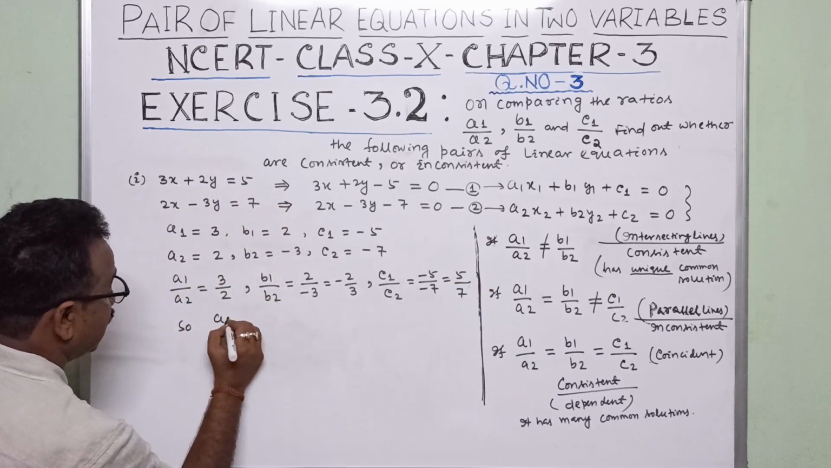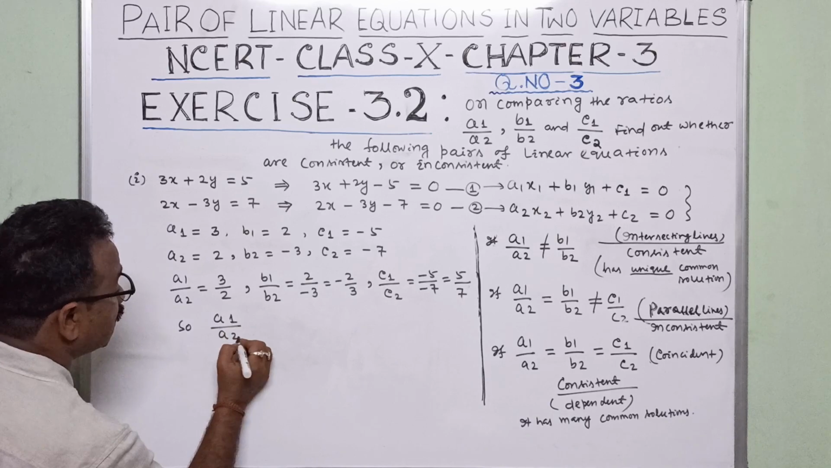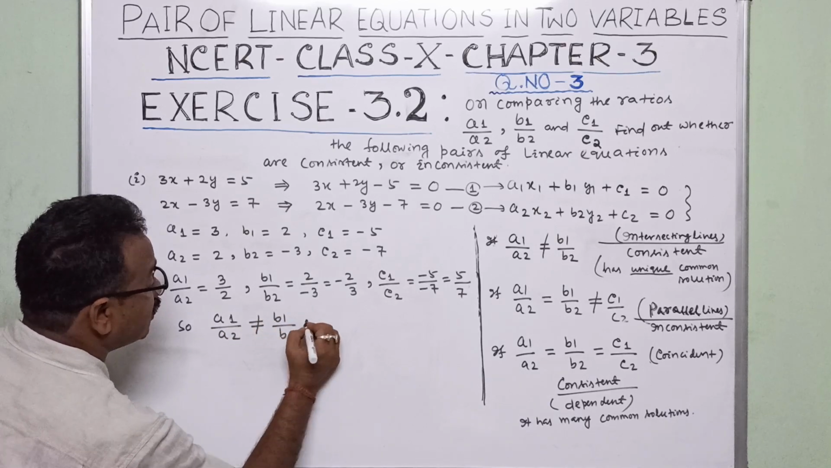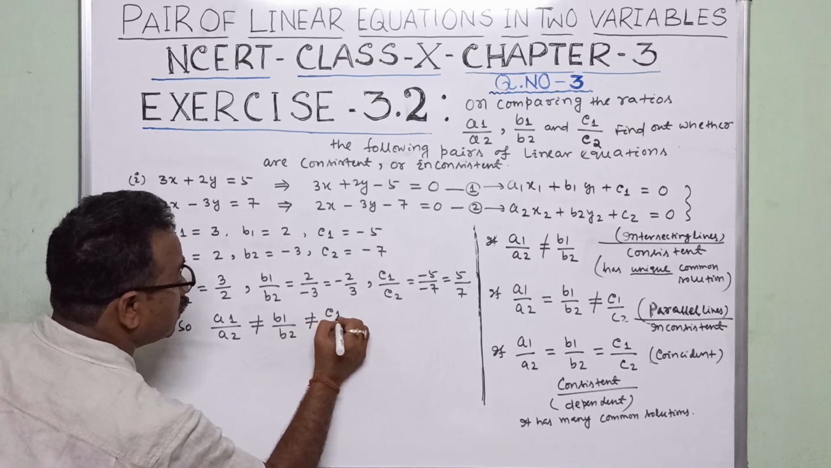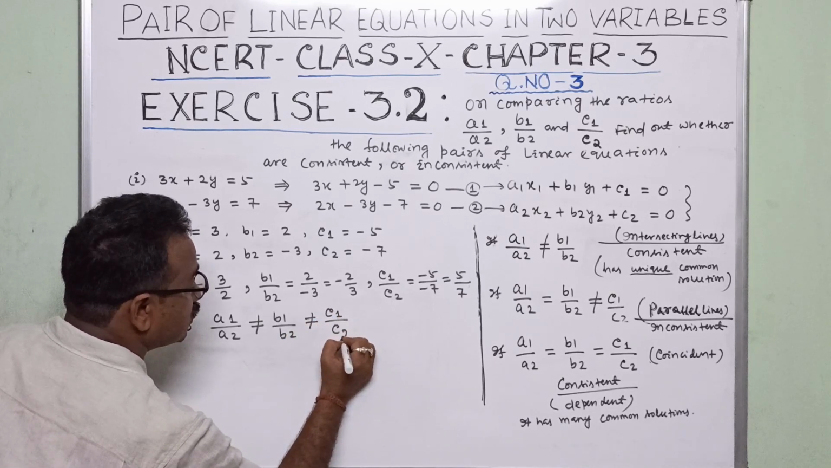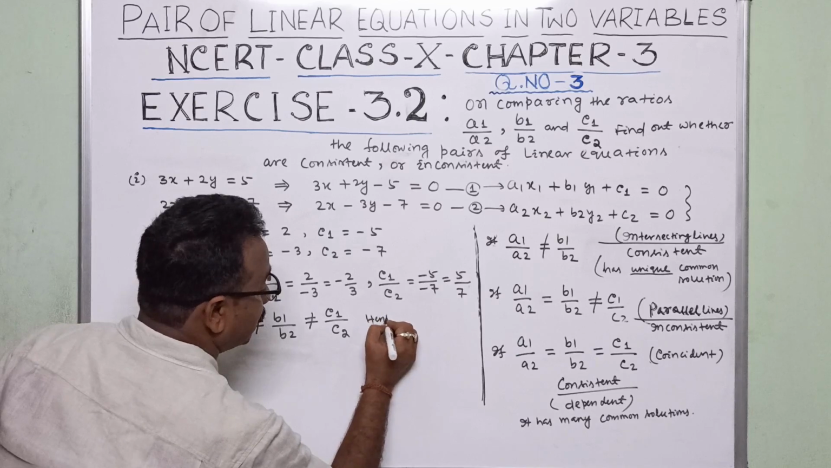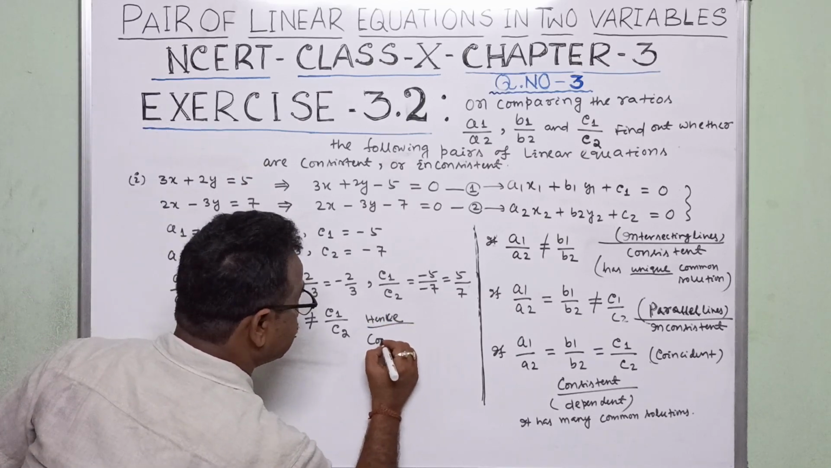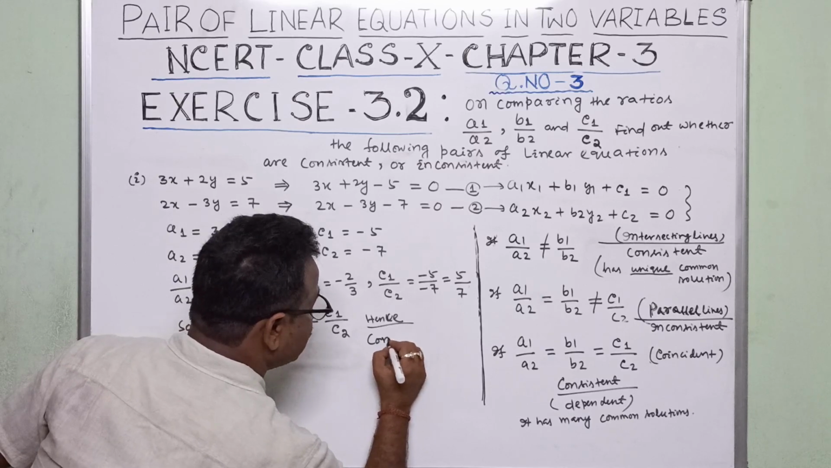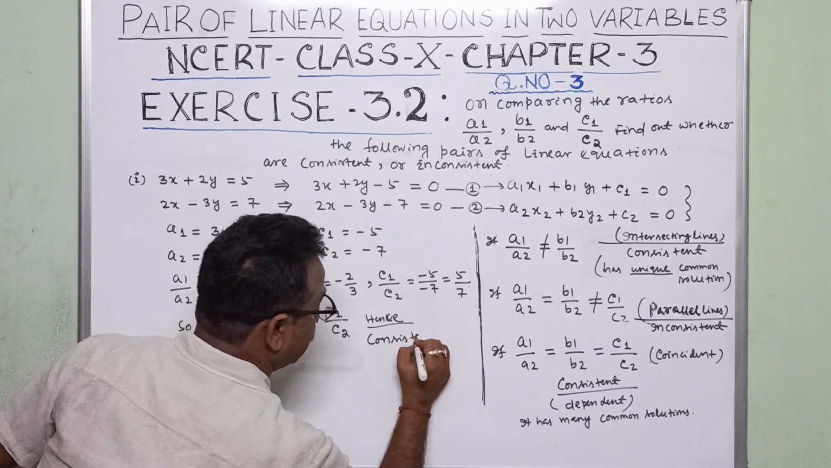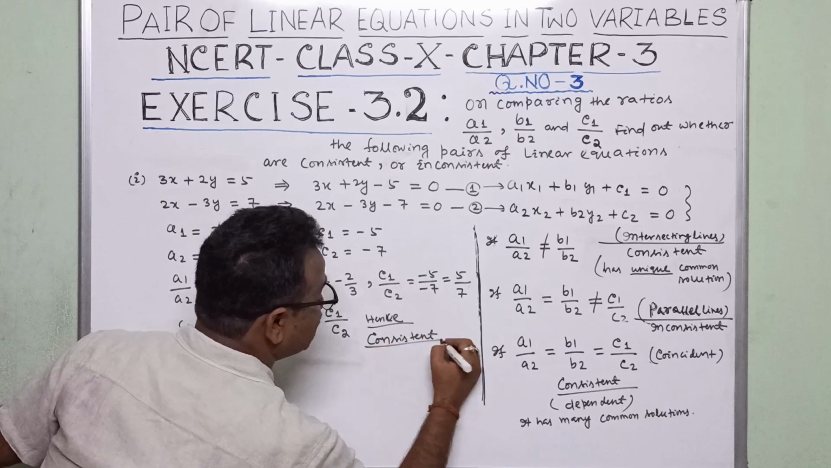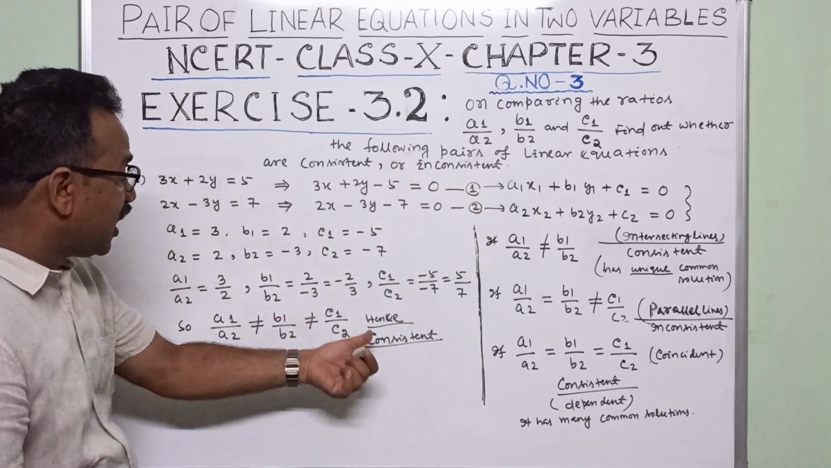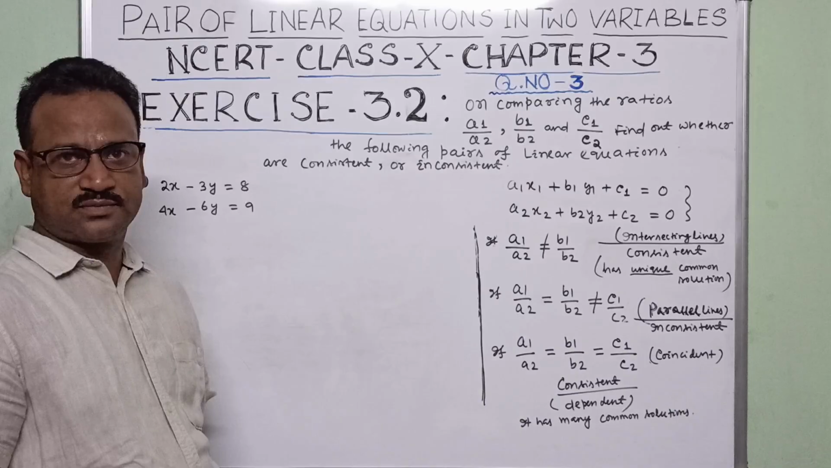So a1 by a2 is not equal to b1 by b2, which is also not equal to c1 by c2. Hence, what happened? Consistent. Asked consistent or inconsistent. Here, consistent.